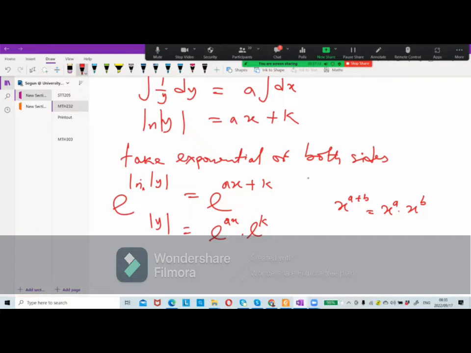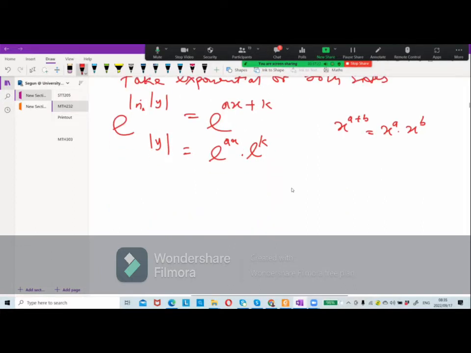Since our k is an arbitrary constant, we only call it a constant. Anything multiplied by a constant is still a constant in this case, so we just make it a constant. And don't forget that we cannot equate it to zero, since exponential of a raised to power ax can never be 0. Remember, it can never be 0. Exponential of 0 is 1, so definitely it's not 0.